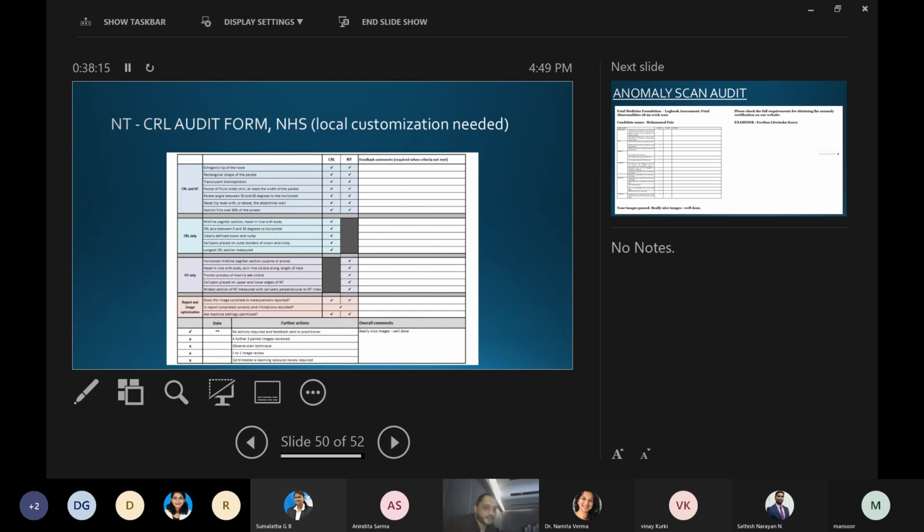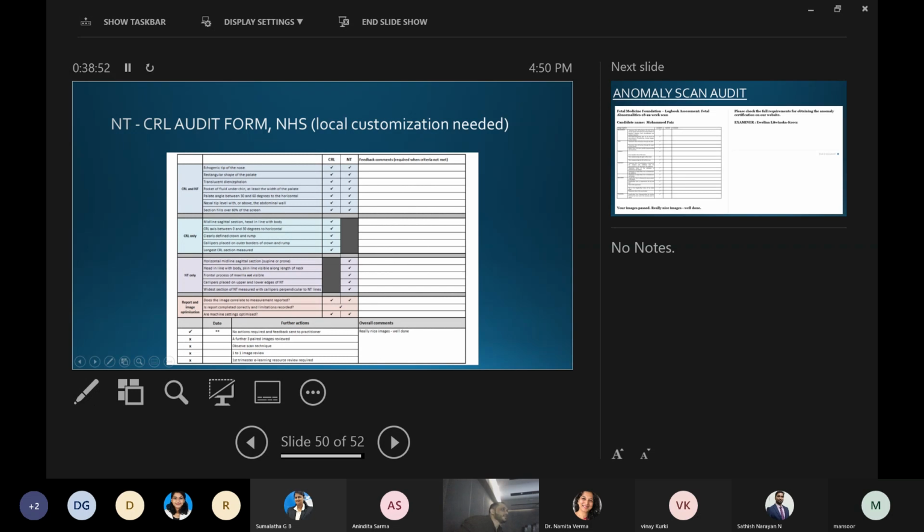And then we also see how is the reporting for the case, and how was the image optimization done, whether the image was zoomed properly, whether the calipers were placed properly, whether the plane of the image was proper. So all these things we take into consideration, and we score how much was correct, how much was wrong, and maybe around 90 to 95%, we give it a pass. So now what are the actions depending upon how the scan has been performed?